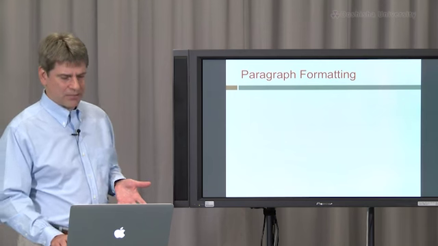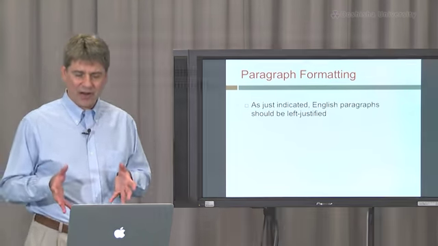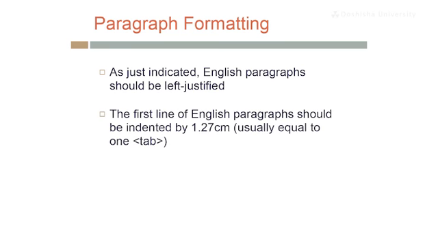What about more simple details like paragraphs? I've mentioned this before. Paragraphs are left justified. As a general rule in English, you should use left justification, not full. Jagged right edge, a straight left edge, except for the first line, where the first line is indented by 1.27 centimeters. And as I also mentioned in another video, usually you just hit the tab key once and your word processor automatically indents it by 1.27.